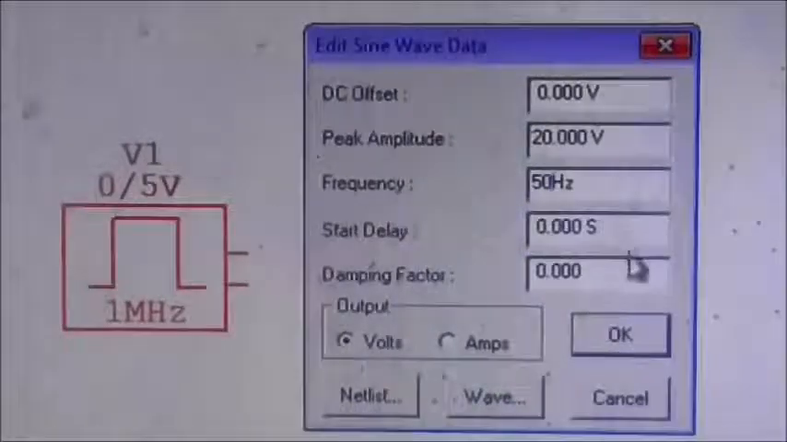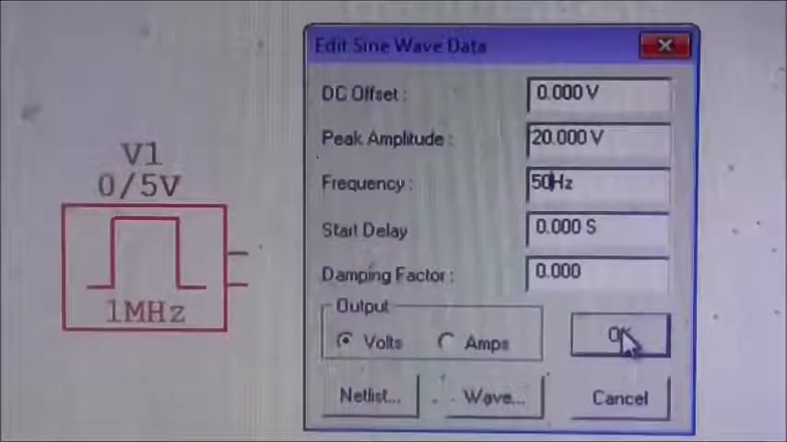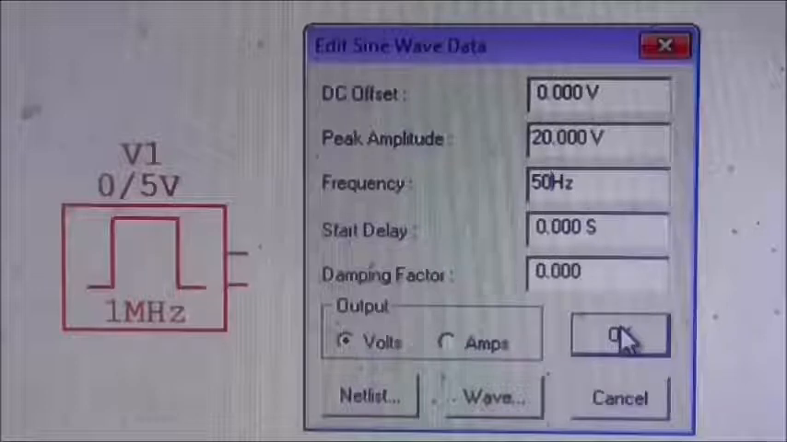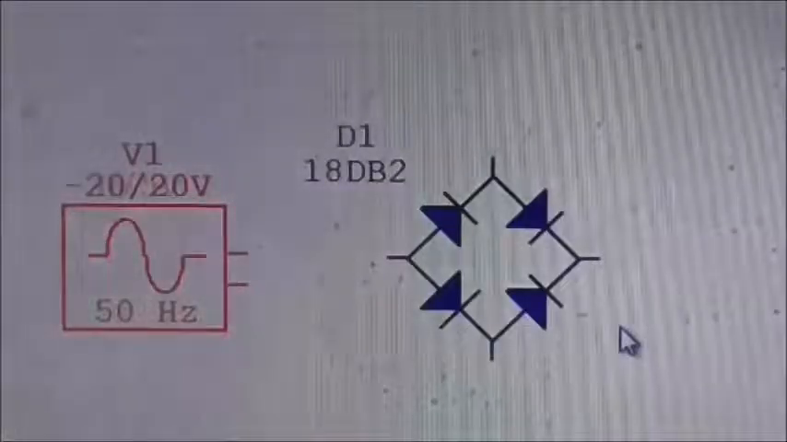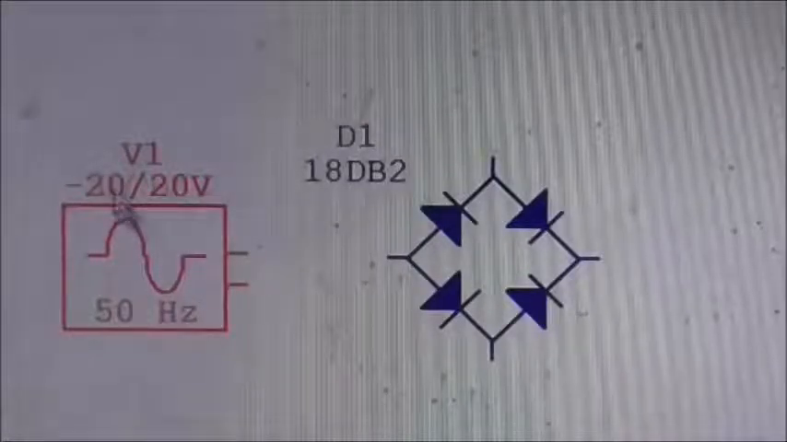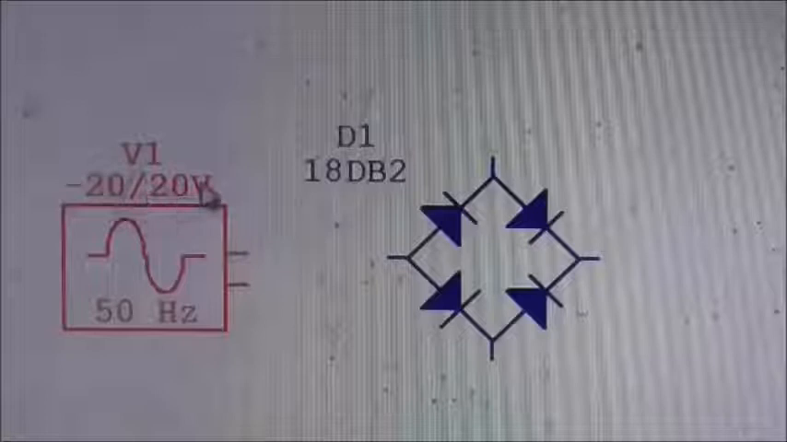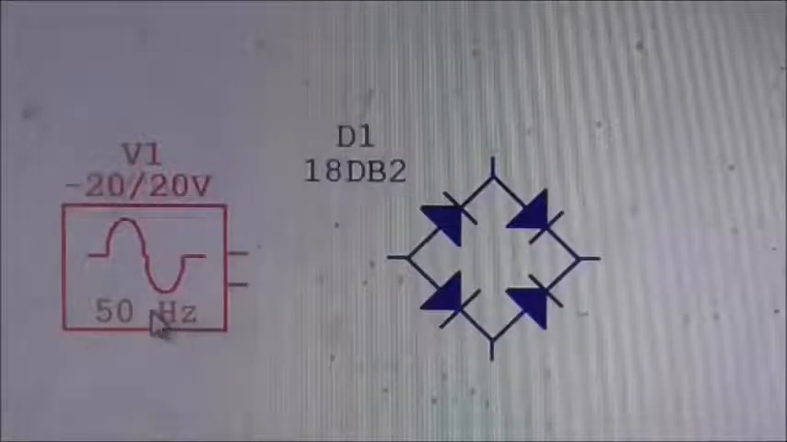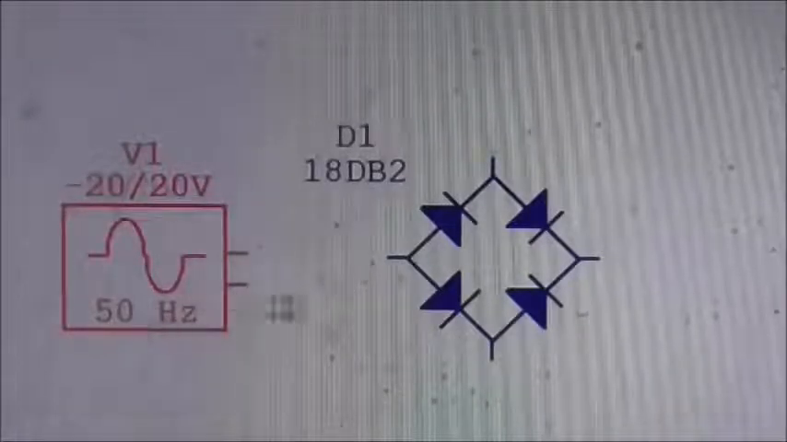The start delay and the damping factor don't matter here. What the start delay does is obviously delay the time. The damping factor stops instabilities in the wave, but there shouldn't be any anyway at this, so off we go. OK. There we go, it's changed again, and the values are minus 20 and plus 20 volts, and it changes at 50 Hertz.